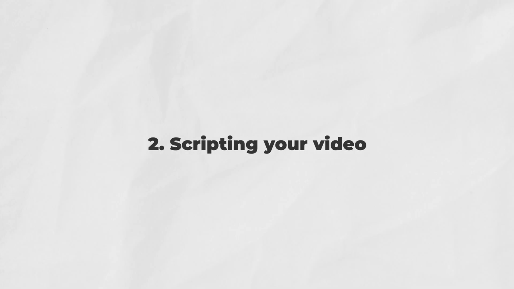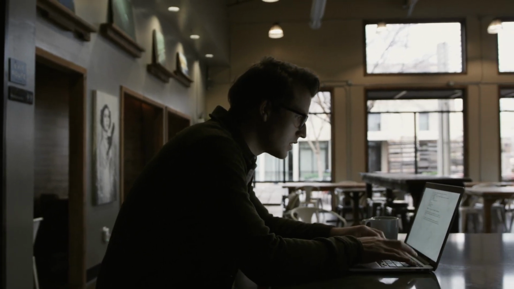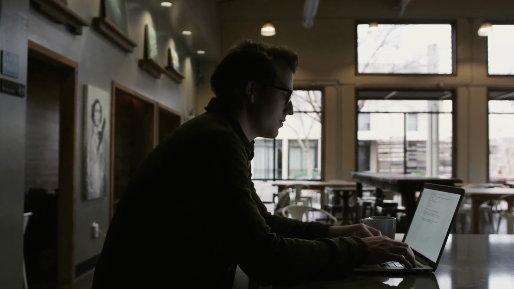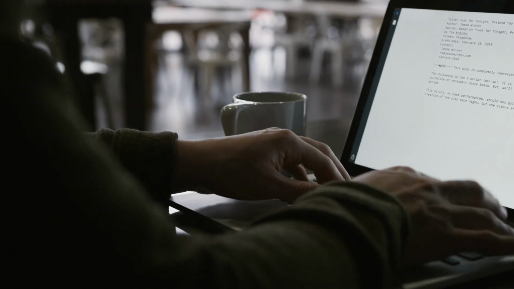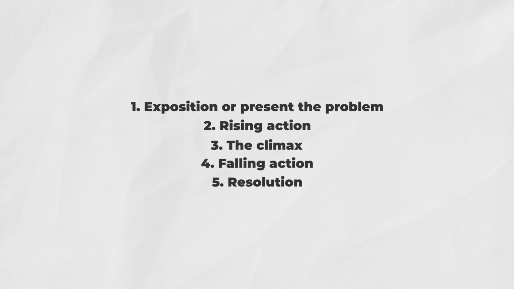Now, step 2 is all about scripting. Now is the time to take everything we've collected from step 1 and put it into a written script. Now, your next question might be, how do I even write the best script for these kinds of videos? Any script you write should follow this simple structure. Number 1 is exposition, present the problem. 2 is rising action. 3, the climax. 4 is falling action and examples, and 5 is the resolution.